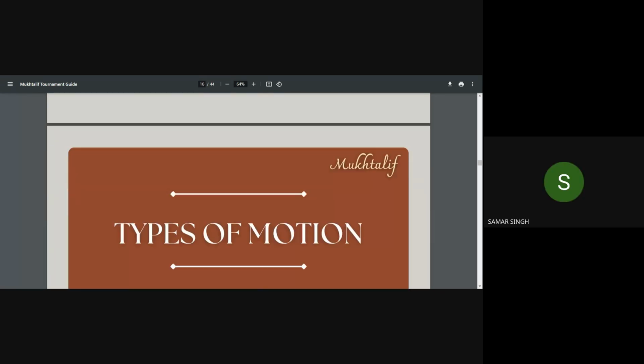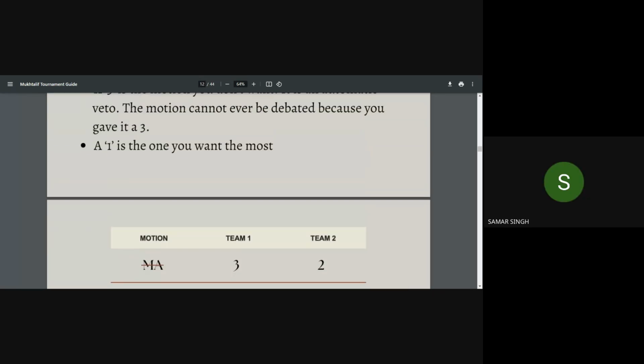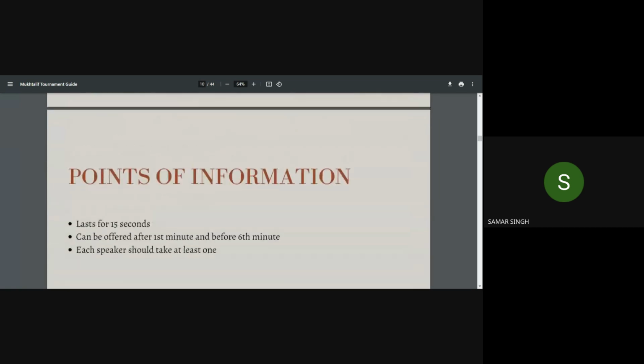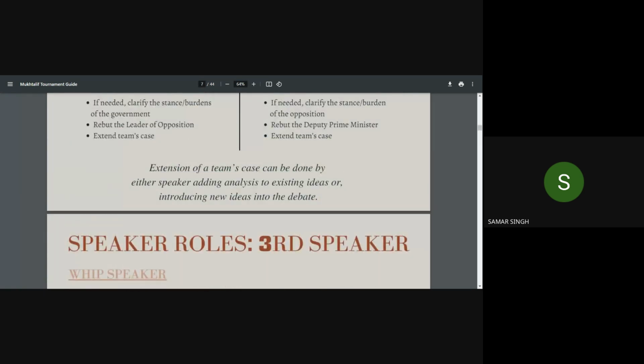There's motion selection and types of motion, I guess. This can be done in further sessions.